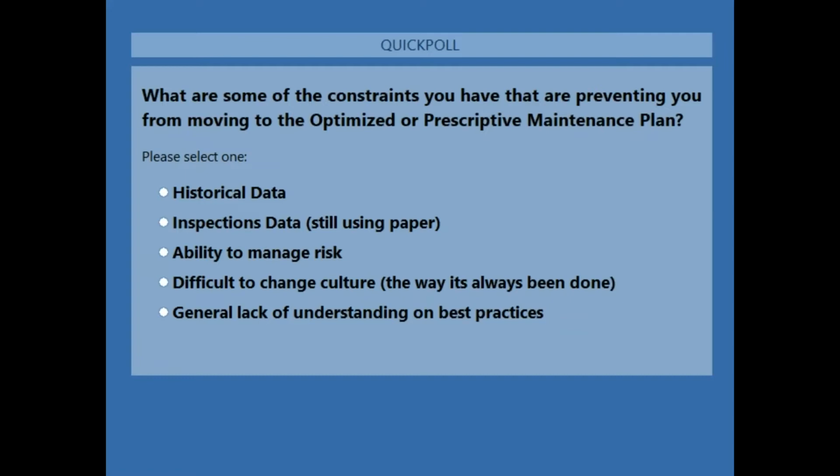Are you really still just using paper, which means to digitize that and actually get that analytics is very difficult? Is it your ability to manage risk, which is the likelihood and consequences of failure? Is it a culture issue, that this is the way we've always done it, we always do poles every 5 years, we're not going to change this? Or is it just a general lack of understanding within your utility of what some of these best practices, such as ISO 55000, have released, and how to adopt those into your organization? So you can select one of the following. I'll give you another couple of seconds.